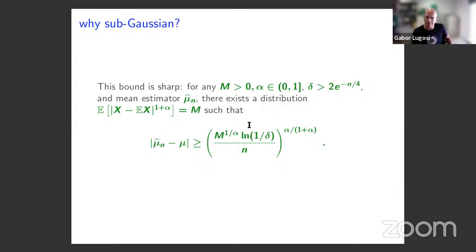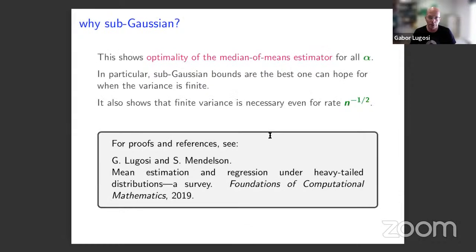So this lower bound shows that if alpha equals 1, which means that the variance exists, then the best one can hope for is a sub-Gaussian kind of bound. So one cannot beat the sub-Gaussian bound, no matter what clever estimator one comes up with. And the median of means estimator achieves this bound. Let me just say that we wrote a survey paper. You can find all the proofs and many other details in it that I'm of course skipping now.